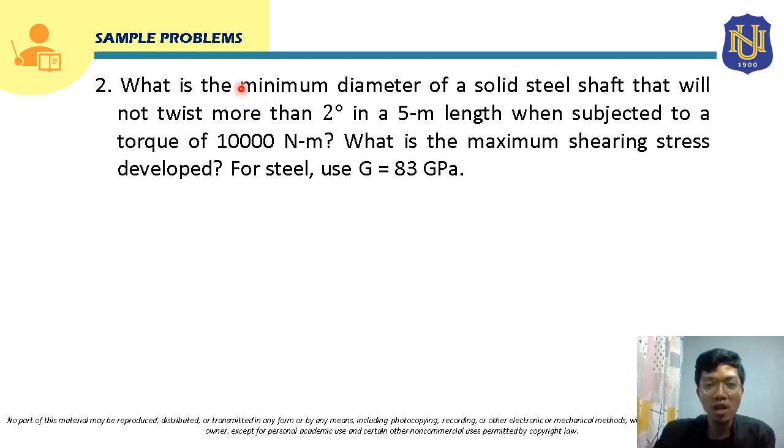So for this problem, we are going to solve the minimum diameter of the solid steel shaft. There is a given angle of twist here that is 2 degrees. Then we have the length of the shaft, which is 5 meters, and the internal torque, which will be 10,000 Newton meter. We are going to solve that, and after that, we are going to solve the maximum shearing stress developed. So let's start solving this problem.